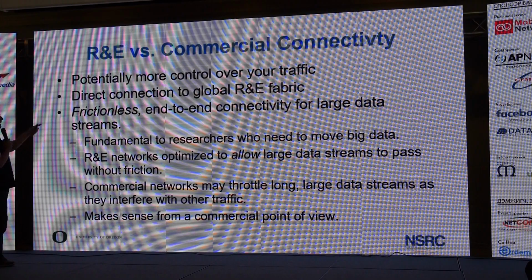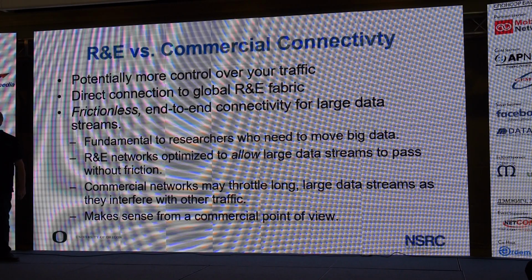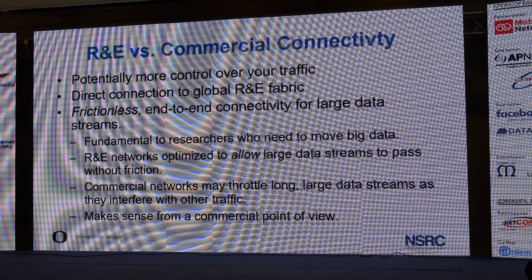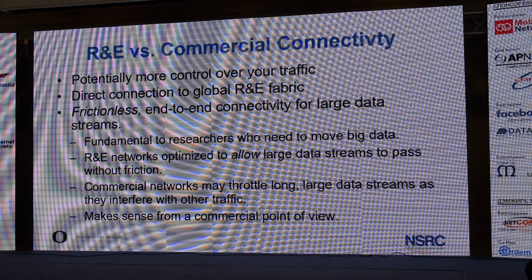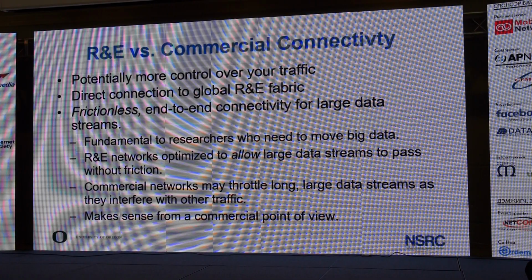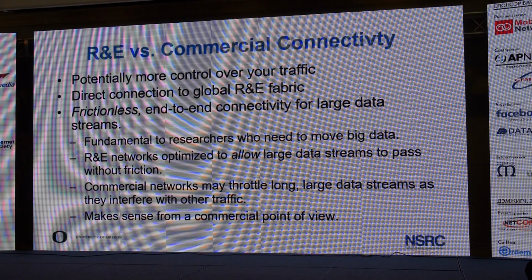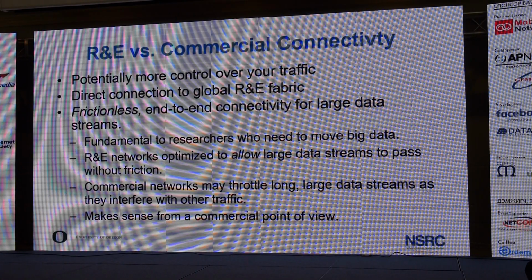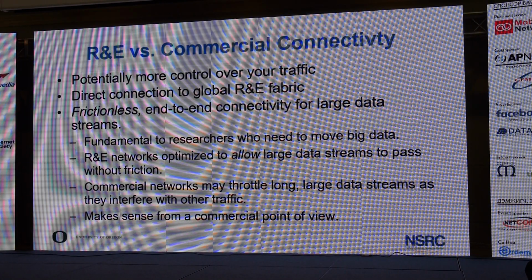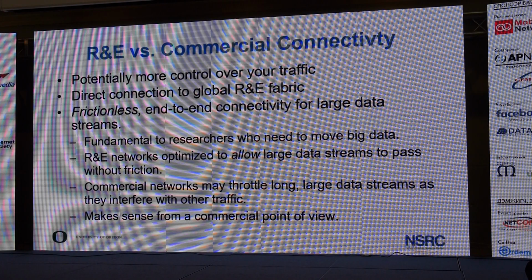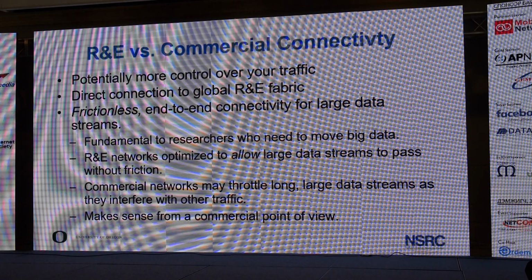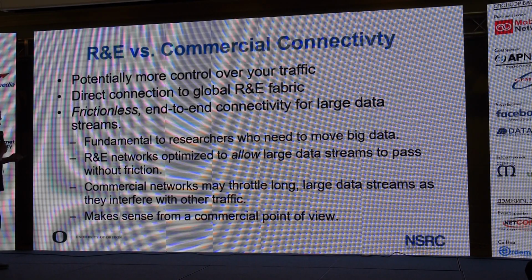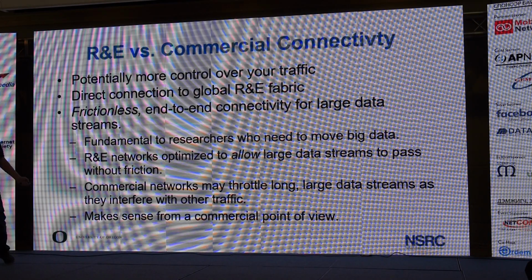And a big one is the direct connection to the global research and education fabric. So frictionless end-to-end connectivity for large data streams. This is fundamental if you're going to do research with large data. Absolutely mission critical. R&E networks are optimized to allow this. Commercial networks are generally optimized to try and stop that. Not wholeheartedly, but if you see a very large data stream on your network, oftentimes it looks like an attack. It will be throttled. It makes total sense from a commercial point of view.